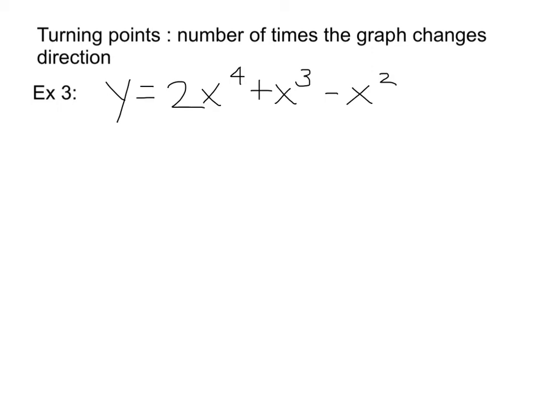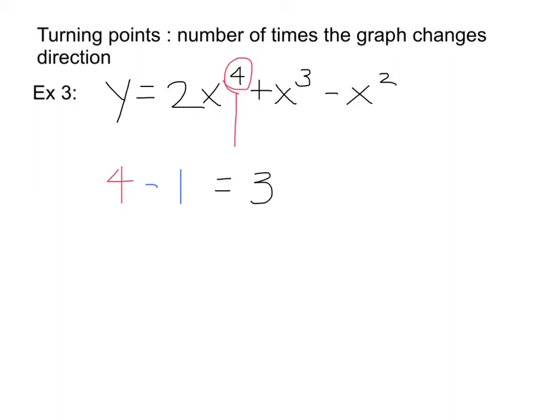So if I were to give you y equals 2x to the fourth plus x cubed minus x squared. Okay, so the only thing you care about is the highest exponent. So, since my degree is 4, you take 4 and you are always going to subtract 1. So, 4 minus 1 gives me 3 turning points.